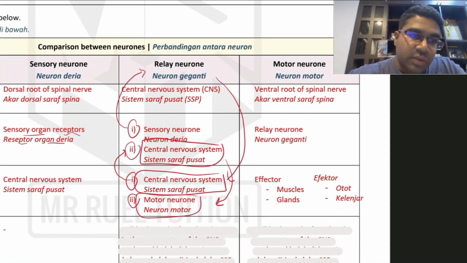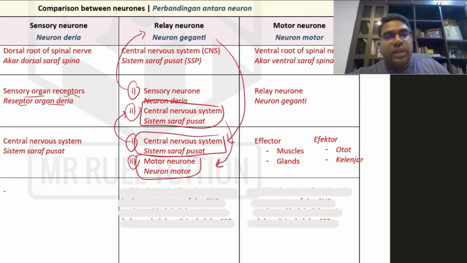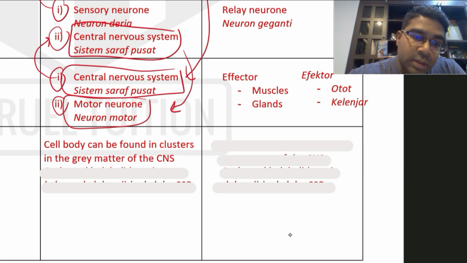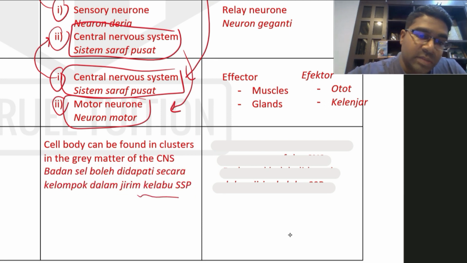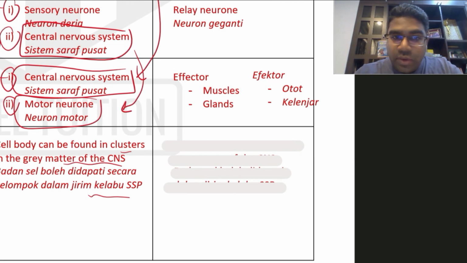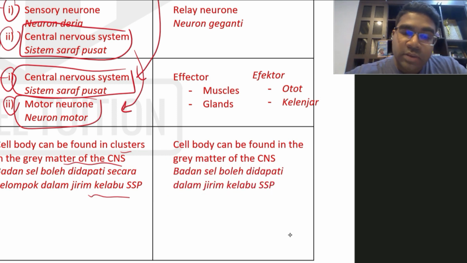Alright, so apakah maklumat yang lain yang kita boleh dapat dari neuron-neuron ini? So neuron deria, sensory neuron, there's nothing special. So tak ada lagi. Now relay neuron, neuron geganti. Okay, dia ada secara kelompok di jirim kelabu sistem saraf pusat. It can be found in clusters in the grey matter of the CNS. So everything is clustered together. Okay. Now the motor neuron, the cell body is actually in the grey matter. So badan sel bagi neuron motor boleh didapati dalam jirim kelabu juga. Sistem saraf pusat, ya. Okay.